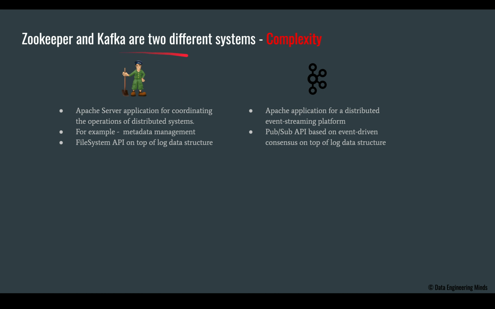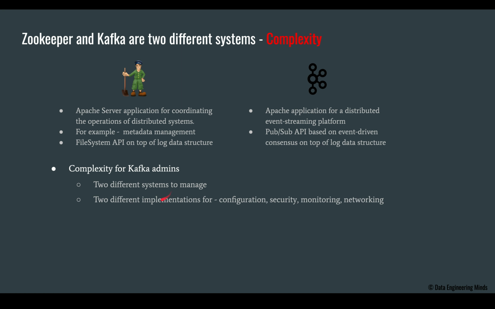Because Zookeeper and Kafka are two different systems, it adds more and more complexity for Kafka administrators. This is because Kafka admins now have two different systems to manage. This means they need to handle two different implementations for configuration, security, monitoring, and networking. Similarly, if they want to tune the performance of a Kafka cluster, they need to apply two different performance optimization mechanisms, one for Zookeeper and the other for Kafka.